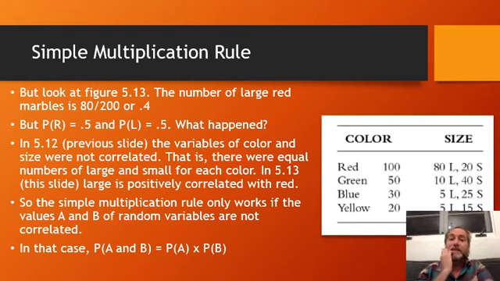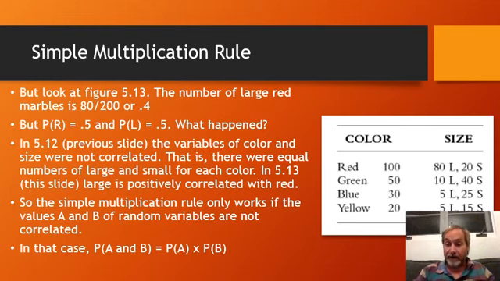So what went wrong in this situation? Well, in the previous slide, the variables of color and size were not correlated. And remember that by correlation, we just mean there is perfectly equal numbers of large and small for each color. To be specific, it's not that there were more, but it's the percentage. So there wasn't a greater percentage of red larges than there was a percentage of green larges, and so on.